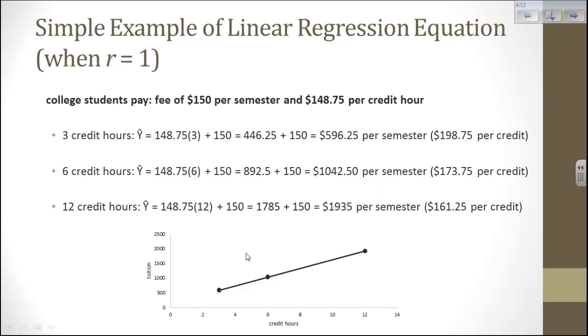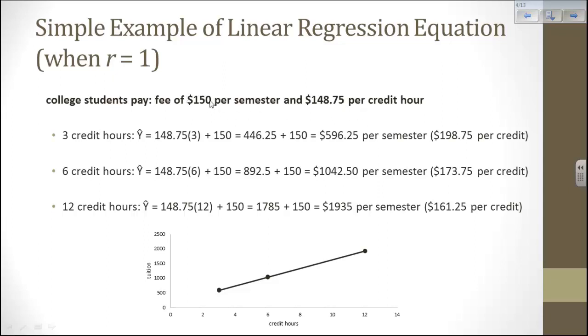So here's a really straightforward, simple example of the regression equation in practice when we have a perfect correlation, when there is a perfect consistent change in y for each 1 point increase in x. Here's an example. So let's say that college students pay a fee of $150 per semester, and they also have to pay $148.75 per credit hour.